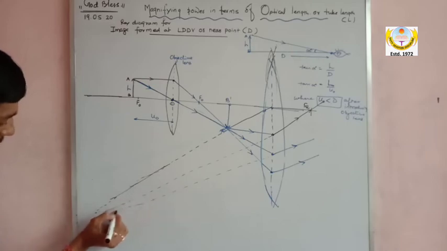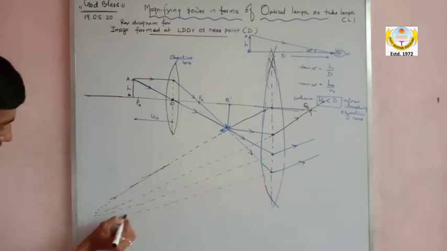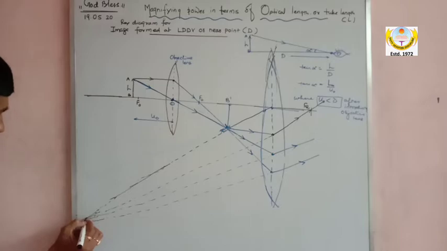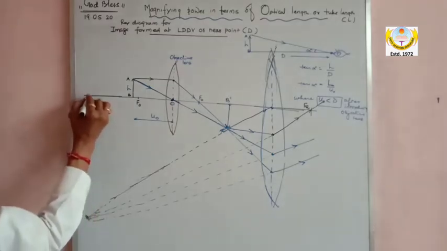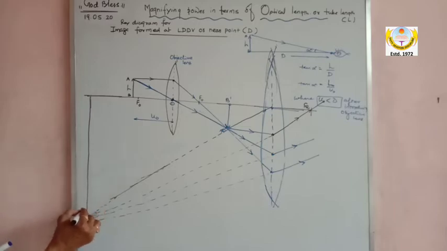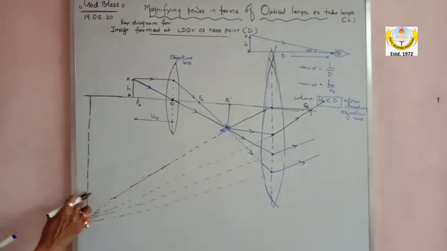I will make all the rays coincide at one point. This last ray is very important, as it makes us understand the coincidence. So here I am drawing the diagram, my dear. I hope you all understood, this is the diagram for the least distance of distinct vision.